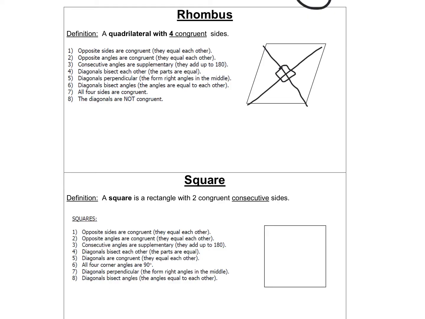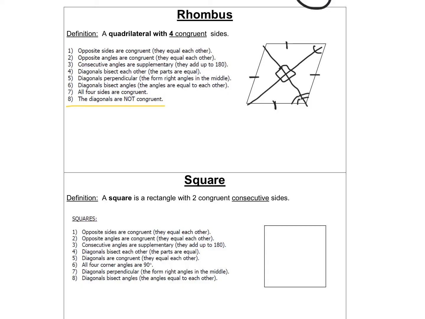Okay, the diagonals bisect the angles. That means that these little angles in each corner, each side of those angles is going to be equal to each other. All four sides are congruent. So that's definitely different than the rectangle and the parallelogram. And something important here, the diagonals are not congruent. So that's going to be important. They are not congruent. And you could probably tell that just by looking at the shape of the rhombus.